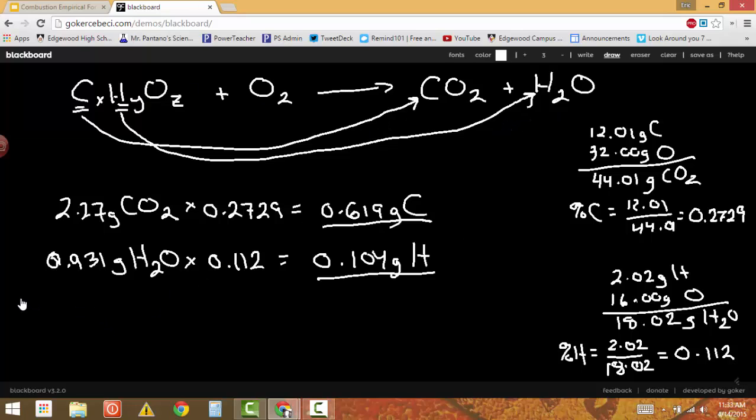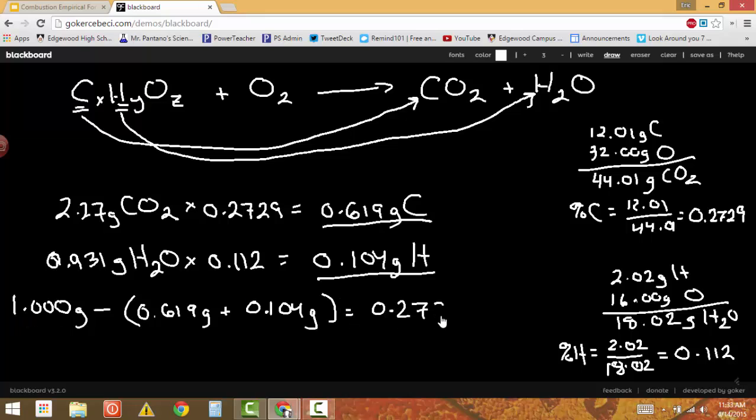Fortunately, what do I know? I know that I combusted exactly 1 gram of the compound. And if that 1 gram was made up of this much carbon and this much hydrogen, then the rest has to be oxygen. So I'm going to subtract 0.619 grams of carbon and the 0.104 grams of hydrogen from my 1 gram, and what's left is 0.277 grams of oxygen. So now I have the masses of all 3 elements in my compound, which is exactly what I need to do the empirical formula calculation.